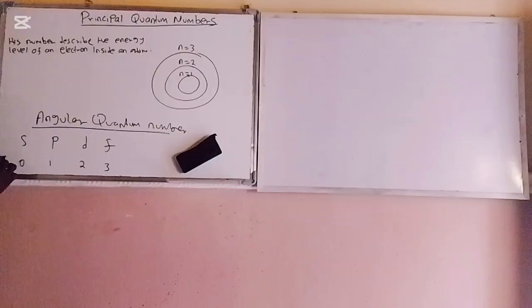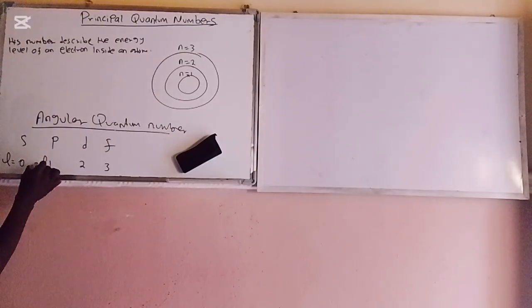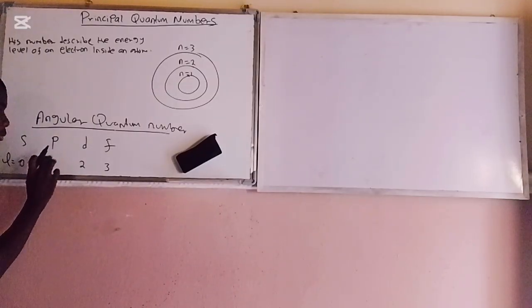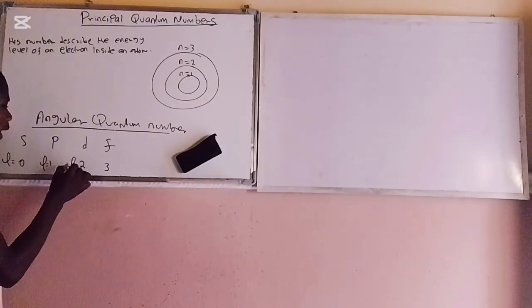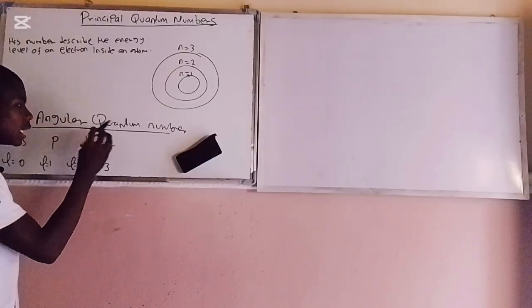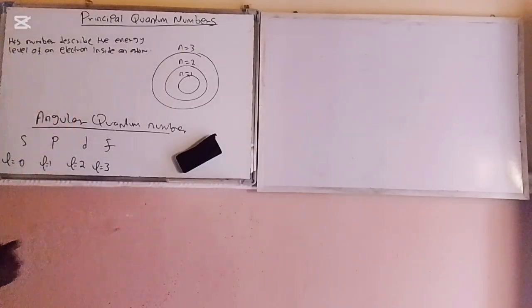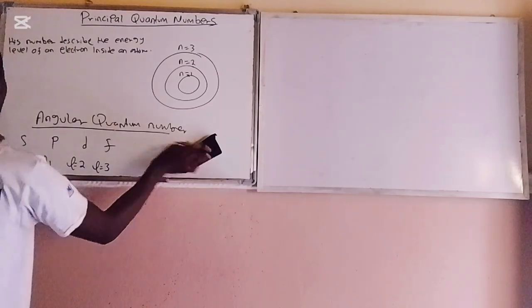So what I mean is that the value of l is equal to 0 in the s shell, l is equal to 1 in the p shell, l is equal to 2 in the d shell, and l is equal to 3 in the f shell. Let me illustrate them.